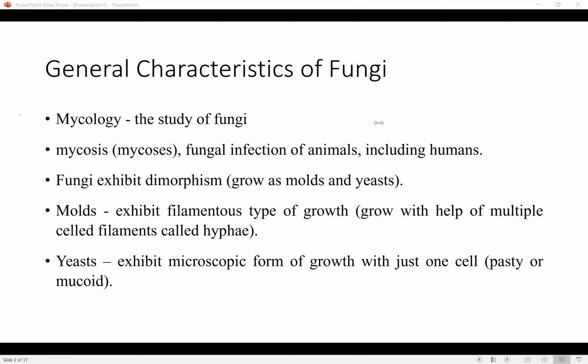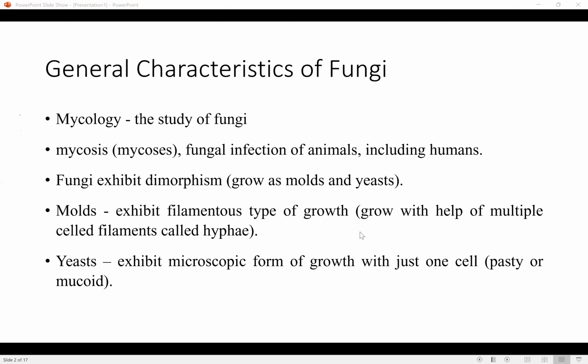So if a fungus is growing inside a system, it is likely going to be in a yeast form, that is, if it's a dimorphic fungus. Whereas if it is growing on culture media in the laboratory, it is usually going to exhibit a mold form, that is, a multicellular form. So temperature and the system where the fungus is growing permit it to exhibit this phenomenon.